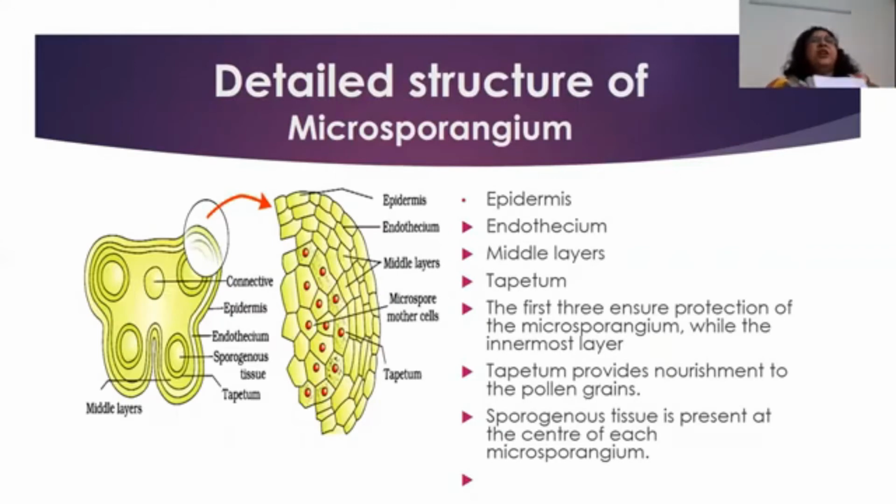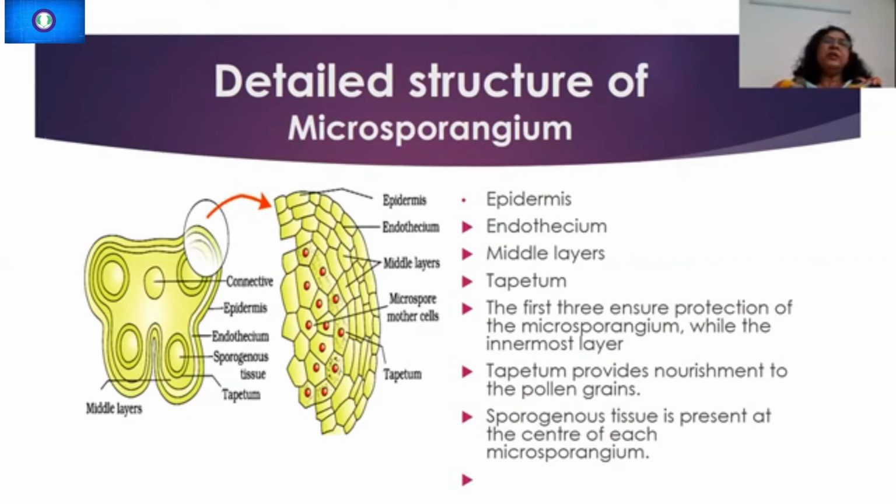Let us see the structure of a microsporangium. A typical microsporangium appears circular and is surrounded by 4 walls. The first, epidermis, endothecium, middle layer, and tapetum. Epidermis, it is the outermost layer, and the cells are protective in nature. Endothecium, the second layer, the cells are thick, and it also is protective in nature as well as it helps in adhesion.